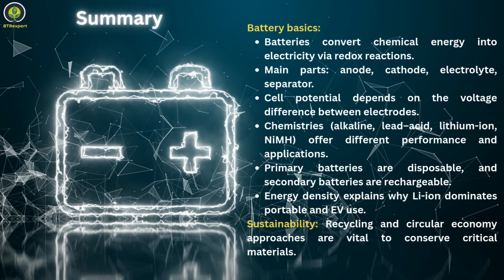Let's wrap up with a quick summary. Batteries convert chemical energy into electricity through redox reactions. They have four key parts: anode, cathode, electrolyte, and separator, which together create cell potential. We looked at different chemistries: alkaline, lead acid, lithium-ion, and nickel metal hydride, each with unique uses. Primary batteries are single-use, while secondary ones are rechargeable. Energy density is vital, explaining why lithium-ion dominates portable devices and EVs. And finally, sustainability matters. Recycling and the circular economy help conserve critical materials like lithium, cobalt, and nickel.